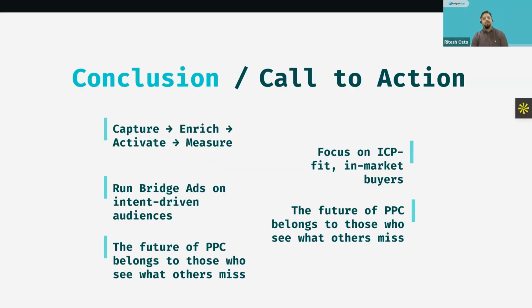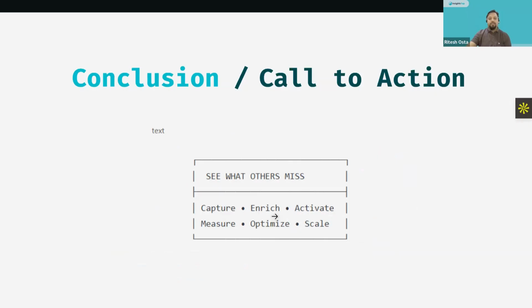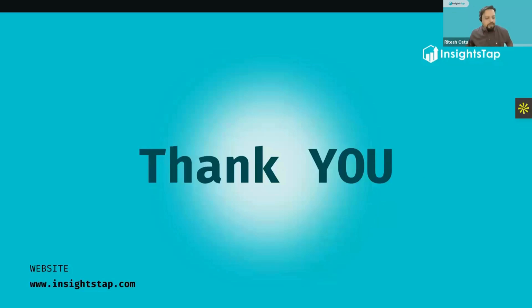To conclude: capture the intent signal, release the data, activate and measure. That's what ABM 2.0 is all about. Run bridge ads on intent-driven audiences. Based on all these things, create intent-driven audiences, integrate them with your ad account, create customer match audiences, then create lookalike audiences, and create what we call bridge ads. So the future focus is on industry-specific, ICP-fit, in-market buyers. And the future of PPC belongs to those who see what others miss. See what others miss, capture, enrich, activate, measure, optimize, scale. That's the journey you need to take if you want to create a PPC-based ABM 2.0 strategy.